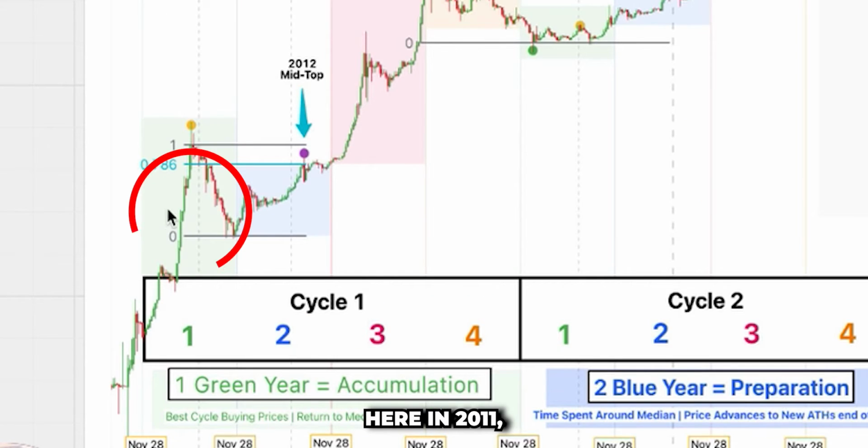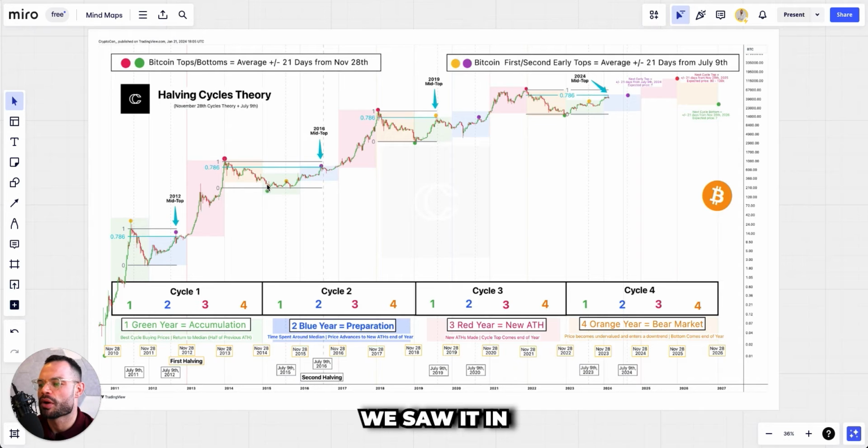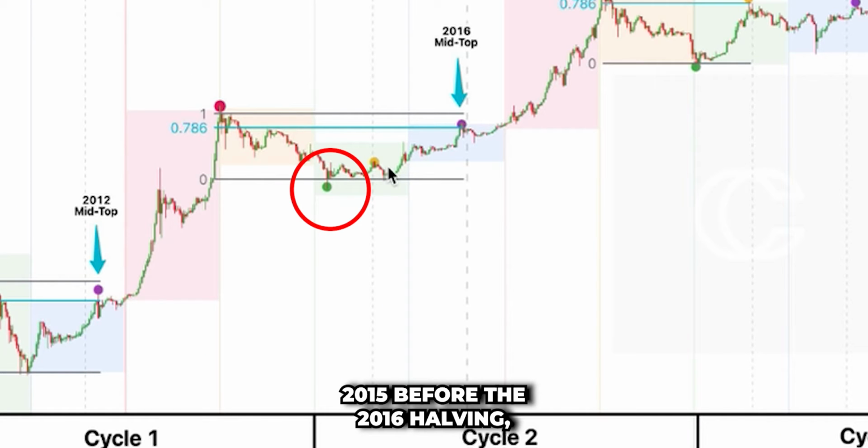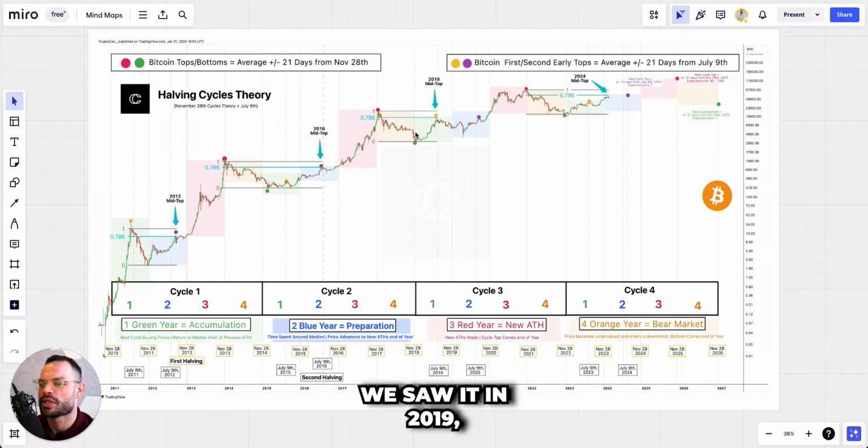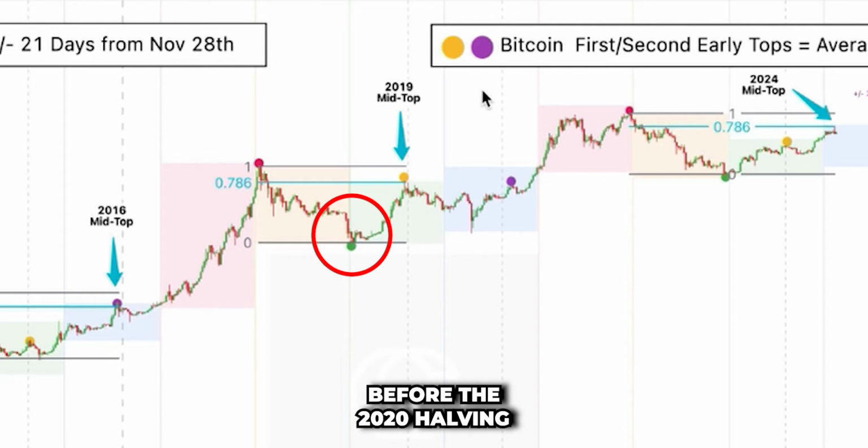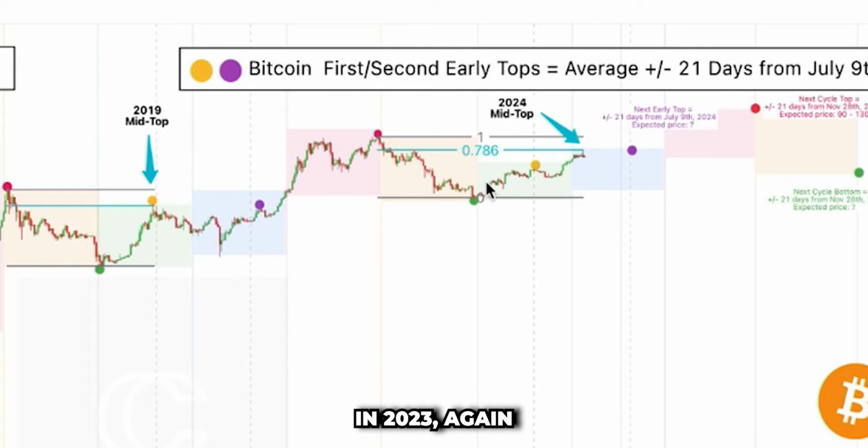So we're seeing that here in 2011. We saw it in 2015 before the 2016 halving. We saw it in 2019 before the 2020 halving. And then we just saw it in 2023 again before this year's halving in 2024.